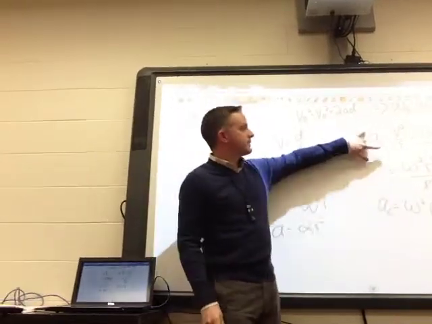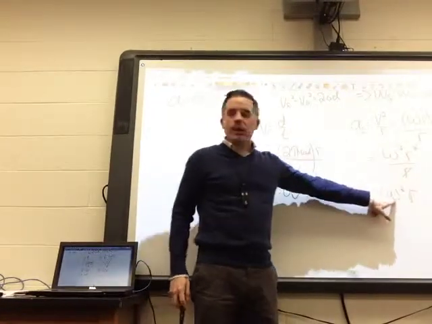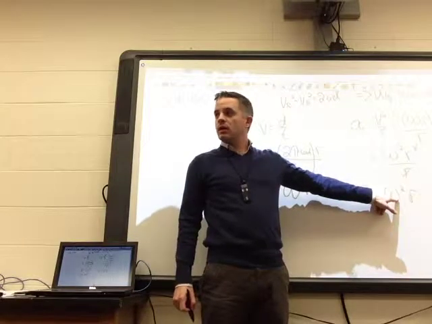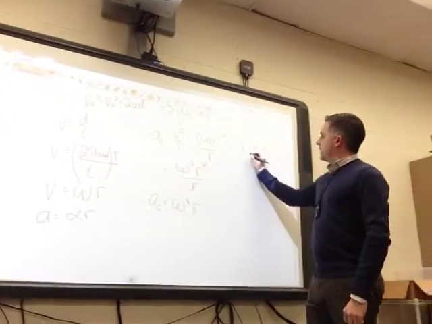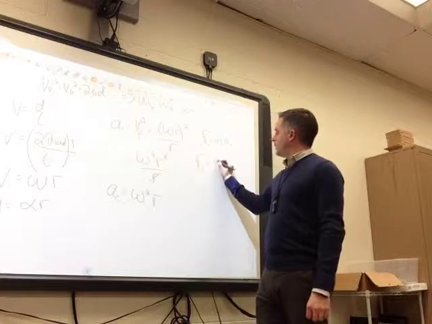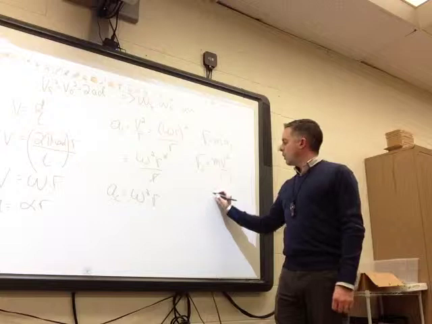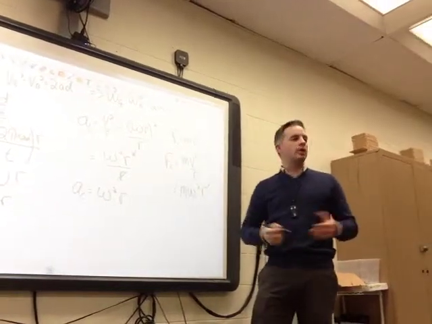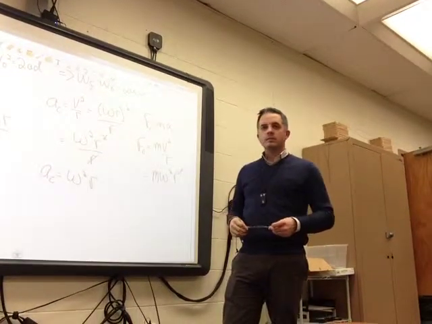So you can see the two relationships: the centripetal acceleration could be v squared over r, or it could be omega squared times r. Okay? And if you want to find the force, remember that F is just equal to ma. And if we're talking centripetal, then the centripetal force can be m times v squared over r, or it could be m times omega squared times r, depending on what you know about the situation. Okay?